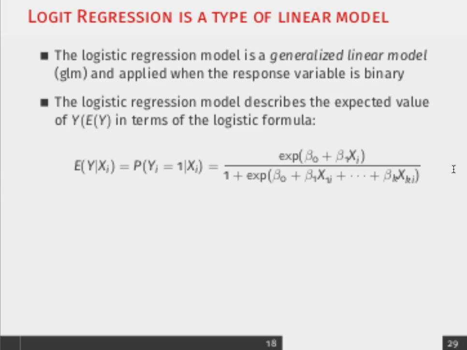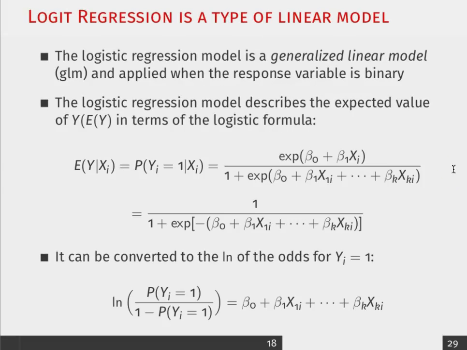Now here, I'm not doing anything fancy. I'm essentially just rewriting the equation to show you that in fact, that log transformation of the probability that y equals 1 is in fact equal to the linear regression model.